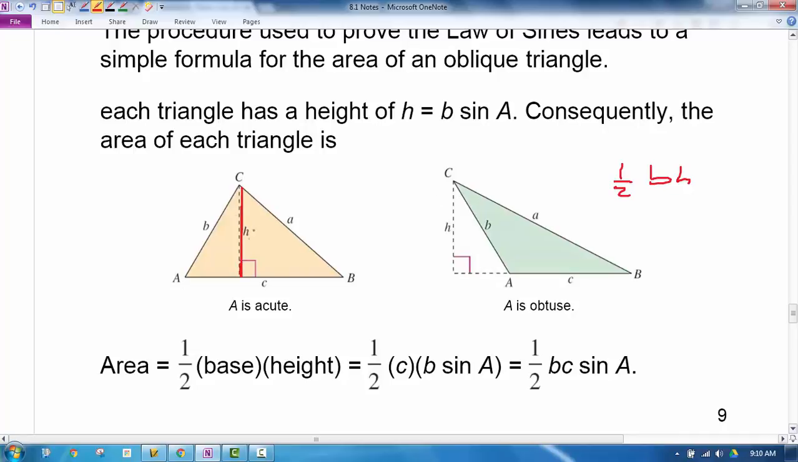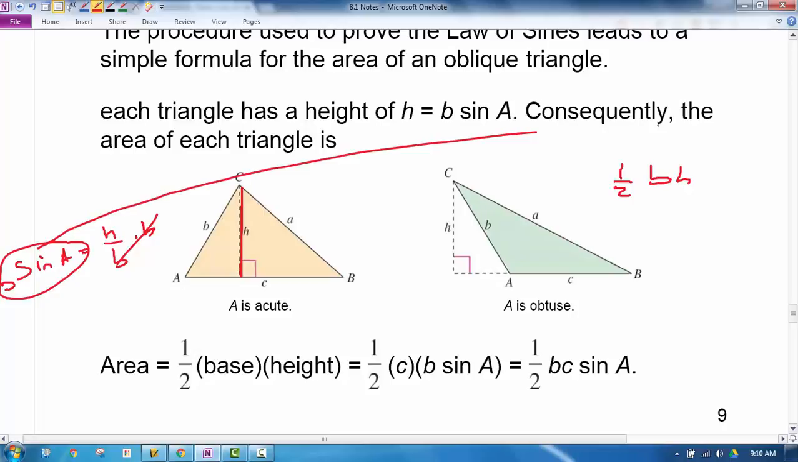Like for example in this triangle, the height would be opposite of our hypotenuse, so it'd be the sine of angle A equals opposite over hypotenuse. I can multiply both sides by b in this case, and it turns out the height here is b sine of A. So when I plug this in for the height, what I get is 1/2 the length of the base, which is c in this case, and then the height, which is b sine of A.